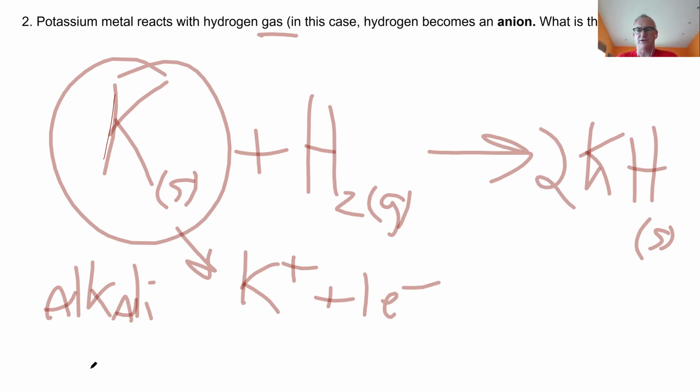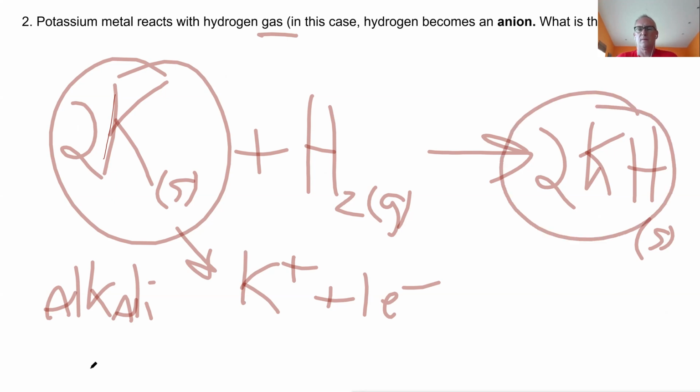So now my hydrogens are balanced, but my potassiums are not. 2 potassiums. Right. And so what is this called? What's the product called? Potassium hydride. Right.